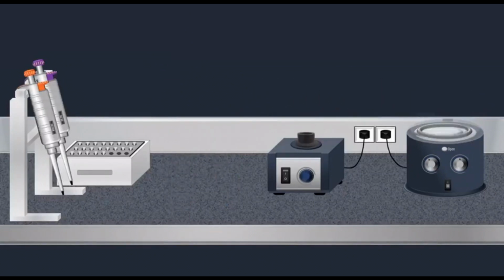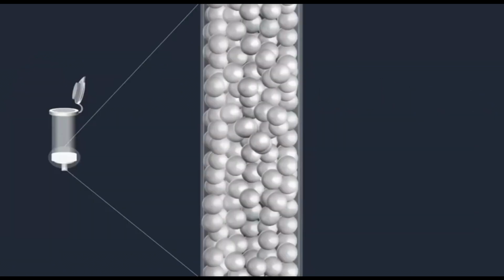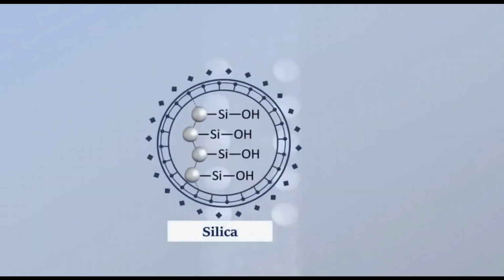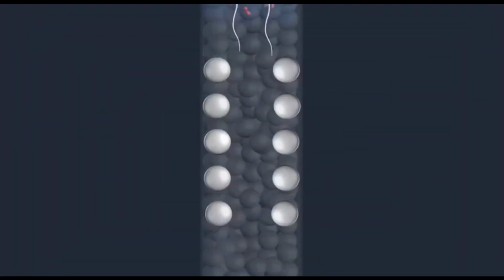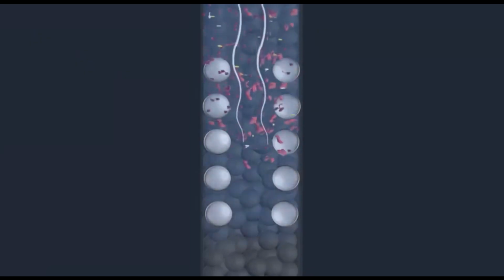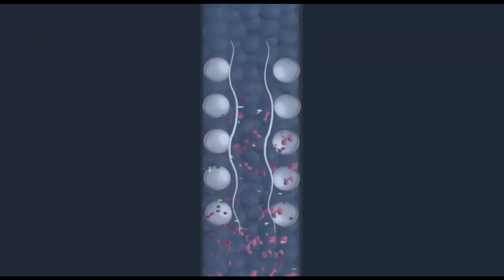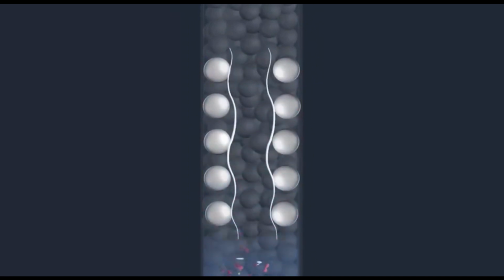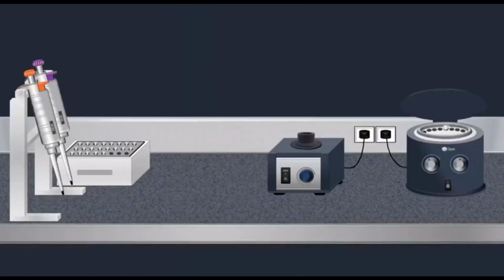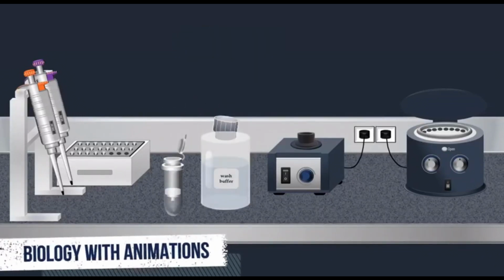This procedure is a solid phase extraction method in which the stationary phase consists of a silica matrix. Under optimal salt and pH conditions, RNA molecules bind to the silica gel membrane, and at the same time, protein and other contaminants are not retained. After centrifugation, the spin column is placed into a clean collection tube and the filtrate is discarded. Then a wash buffer is added.